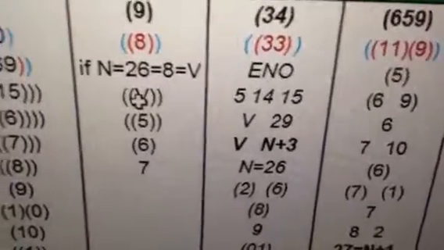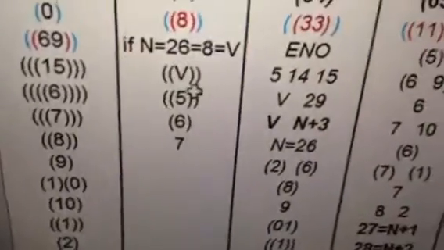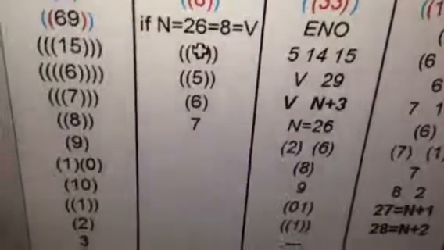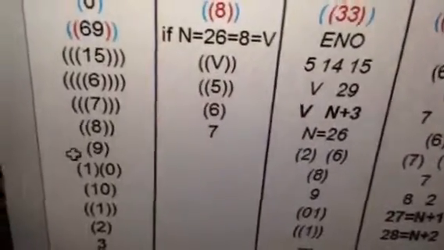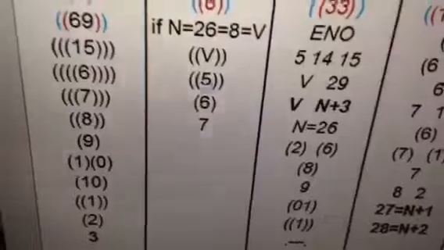If that was an 8 doubly circled, then it would be a 10 doubly circled. If that was an 8, this is the same thing as this. Okay? If that's an 8.